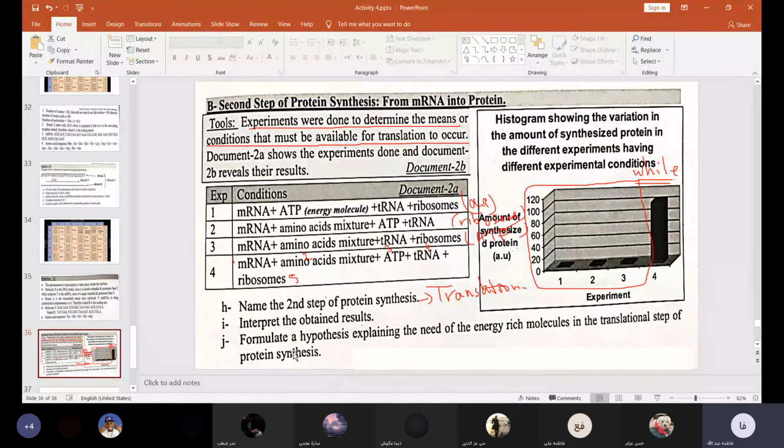Now the last part: formulate a hypothesis explaining the need of energy-rich molecules in the translation step. Malak seems to have no internet, it keeps dropping. Okay. Who can tell me? Maybe you, Nimer, will answer. A hypothesis explaining the need of energy in the translational step. Why might energy be needed? We took them, but put them in the form of a hypothesis.